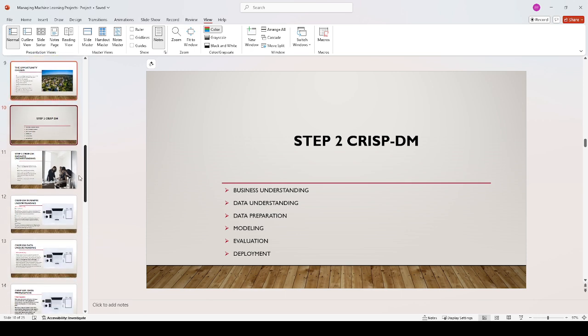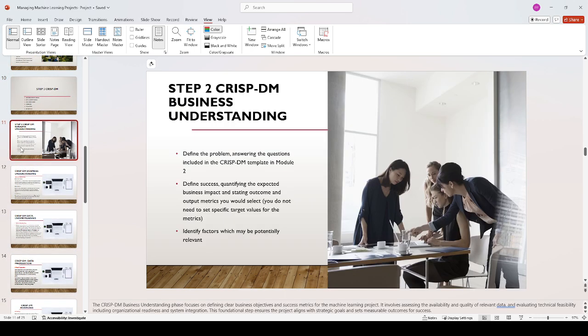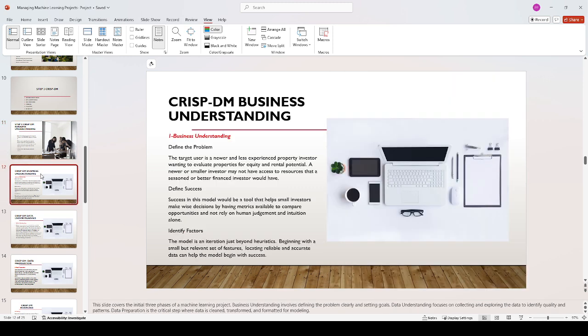Using CRISP-DM on this very high level, very quickly, we'll go through business understanding first. We define the problem. We define success and identify factors here. I listed all the information of that to make sure that we definitely understand what we're trying to understand. It is defined.